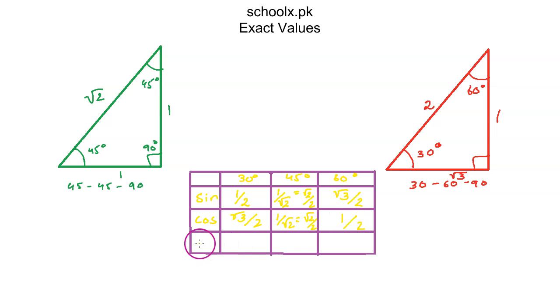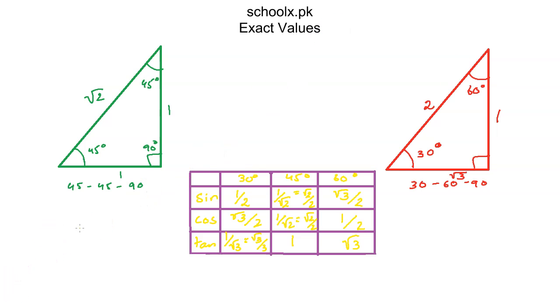Now moving on to the tangent of these angles, tan. Tan of 30 will be 1 over under root 3, as tan is opposite over adjacent. So tan of 30 will be 1 over under root 3, or if I multiply under root 3 in the numerator and the denominator of this fraction, we will get under root 3 over 3. And tan of 45 is 1 over 1, which is 1. Tan of 60 is under root 3 over 1, which is under root 3. So that's how you find the exact values of the sine, cosine and tangent of the angles 30, 45 and 60.